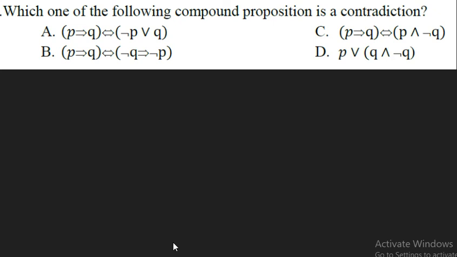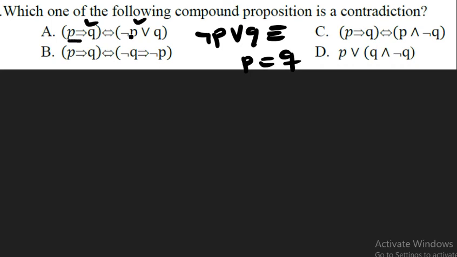The next question says, which one of the following compound propositions is a contradiction? Contradiction means it cannot be always true. Tautology means always true. For example, the first one, when you see A, P implies Q, by implication, negation of P or Q, it says. But remember, negation P or Q is the same as P implies Q. So that means the two are the same. But negation P or Q is the same as P implies Q. Therefore, the two are equal. The two are the same.